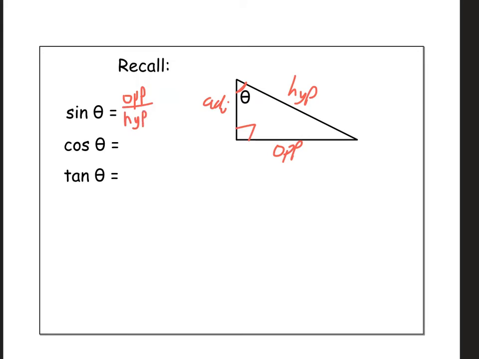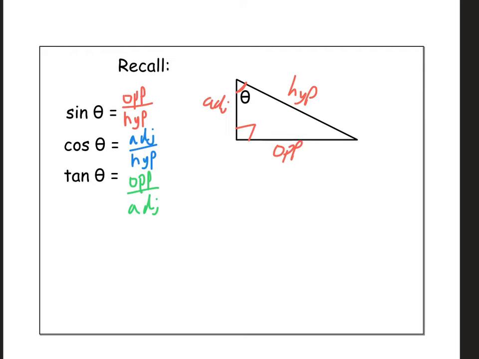Cosine, the CAH, cosine is A over H, adjacent over hypotenuse. And then tangent, the TOA, O over A, so opposite over adjacent. And again, these opposite, adjacent, hypotenuses, those are the lengths of the sides.